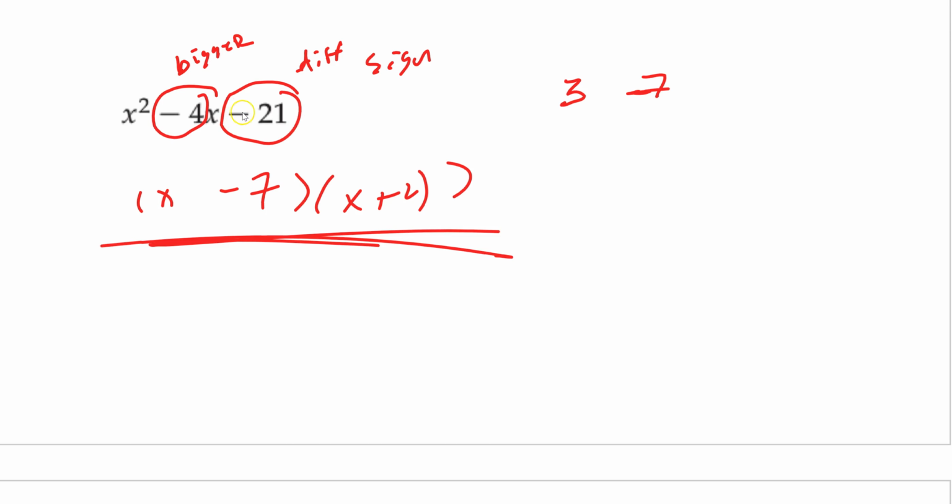Right, so different signs. How do you know which one is the bigger number? Just look at the middle one. That's always the sign of the bigger number. Anyway, so that's how you factor.